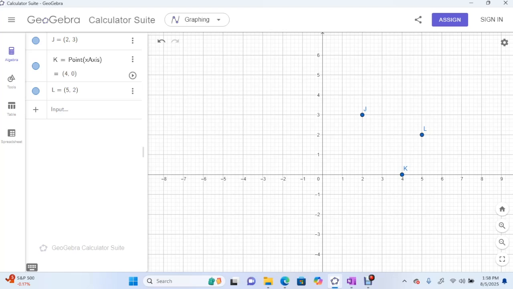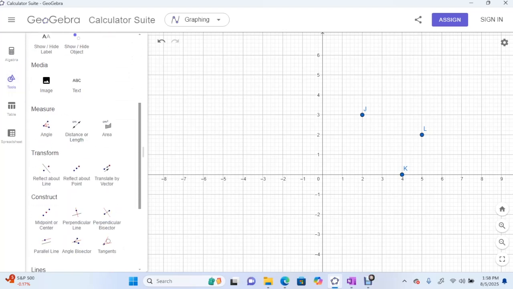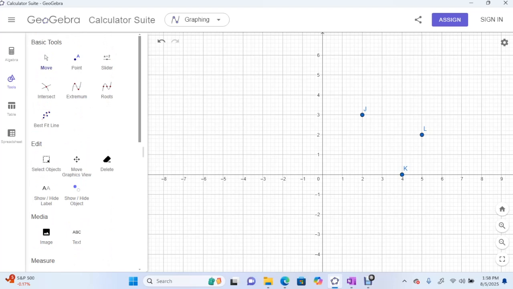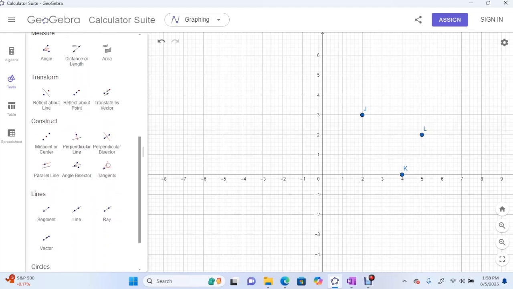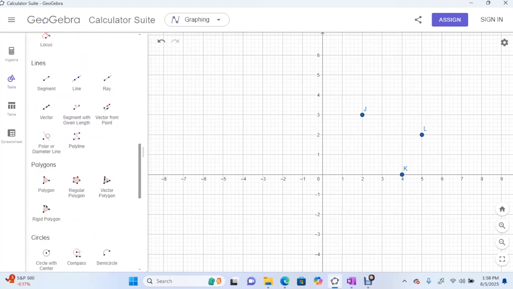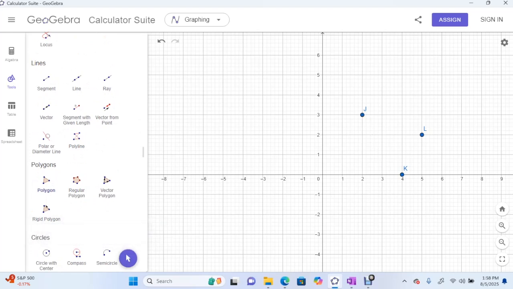The next sub question says we are to join the points J, K, and L to form a triangle. So you pick your ruler and then you join those points. I'm going to pick a polygon from here under GeoGebra. Where is polygon? For some reason I cannot see it. Let me go to more, and then I will see polygon here. I'm going to join all the points. Boom. I select it well.